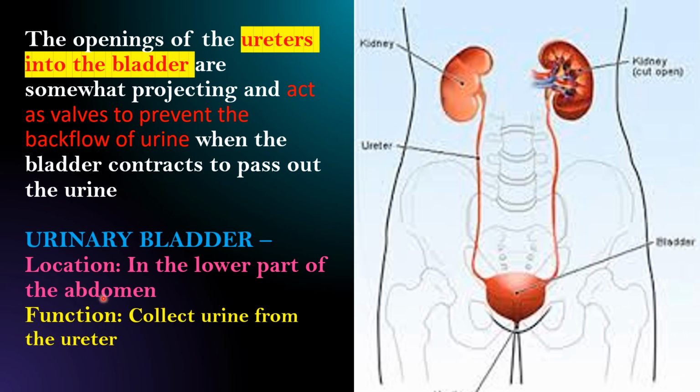Then the next structure is the urinary bladder. Where is the location of the urinary bladder? It is in the lower part of the abdomen. You can see this area, that is the lower part of the abdomen. And what is the function of the urinary bladder? It will collect urine. Collect urine from where? It will collect urine from the ureter. But you have to mention from where. Okay.